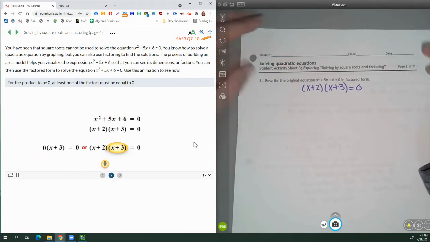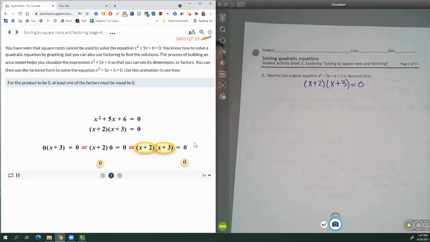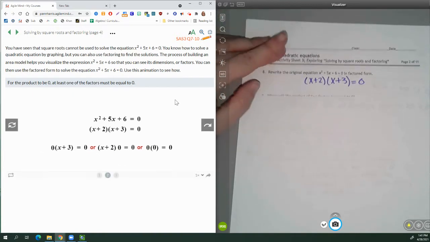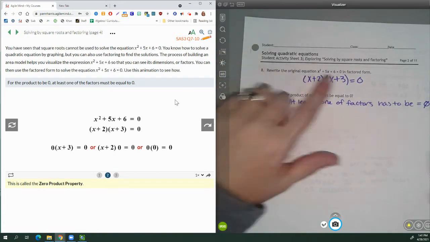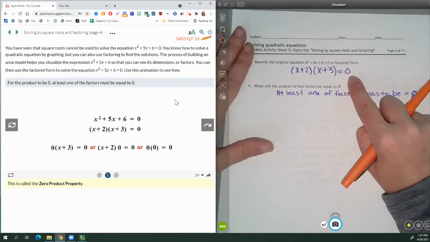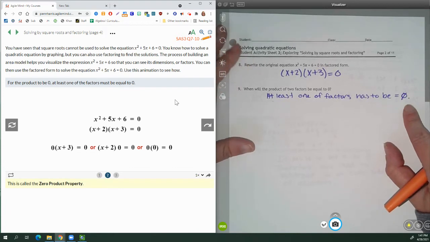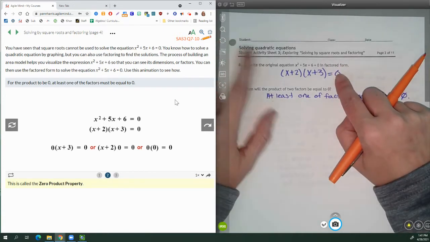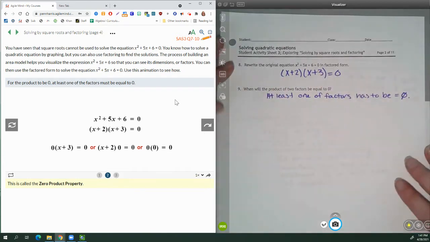Okay. Now, the important thing to remember here is that when we go to solve these, we need to use the zero property rule, in which case in order for this to equal 0, at least one of the factors has to equal 0. Remember, because anything times 0 is 0. So in order for this to be a 0, that means one of these or both has to equal 0.